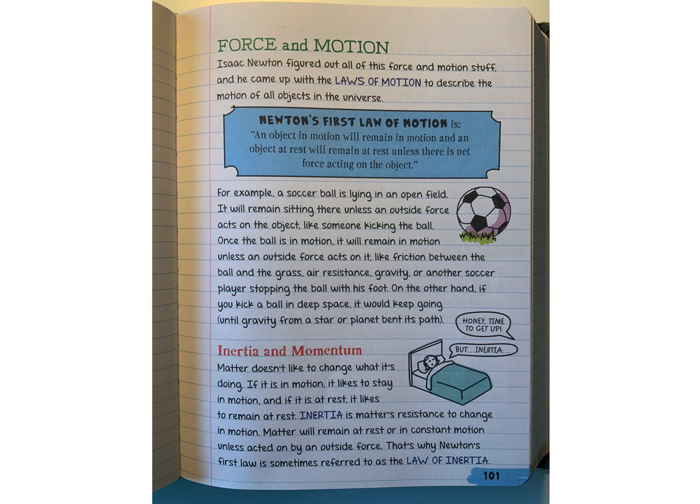Force and motion. So here we go, the connection between the two ideas. You want to read? Sure. Okay. Isaac Newton figured out all of this force and motion stuff, and he came up with the laws of motion to describe the motion of all objects in the universe. Newton's first law of motion is, an object in motion will remain in motion, and an object at rest will remain at rest, unless there is a net force acting on the object.